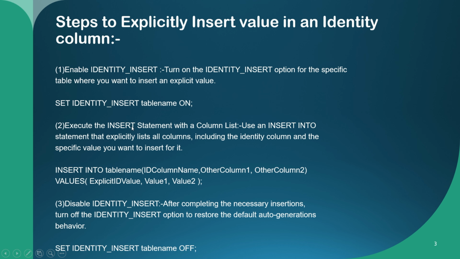And the next one is to execute the insert statement with a column list. Use an INSERT INTO statement that explicitly lists all columns, including the identity column, and a specified value you want to insert for it. This is the code: INSERT INTO table name. Here you can give whatever column names you want. This one is the ID column name, and this is another column, and this is also another column. For values, the first one is the explicit ID value, the next is the next column value, and this is the third column value.